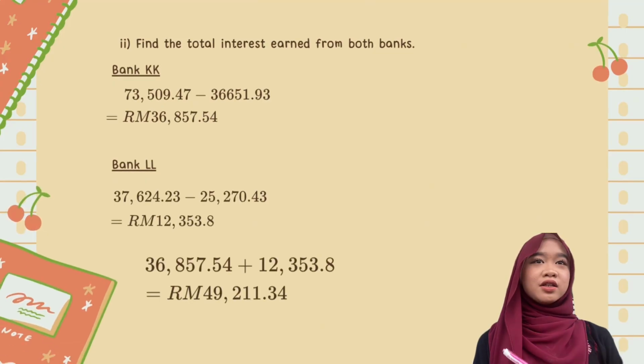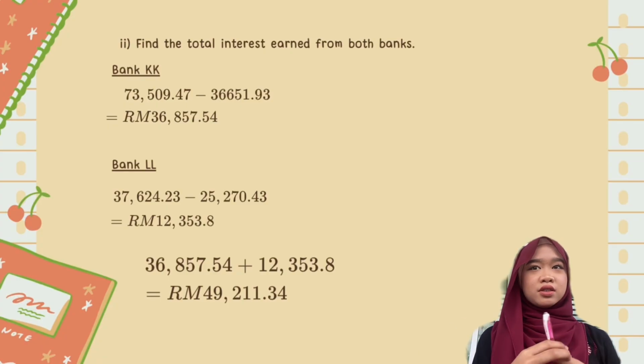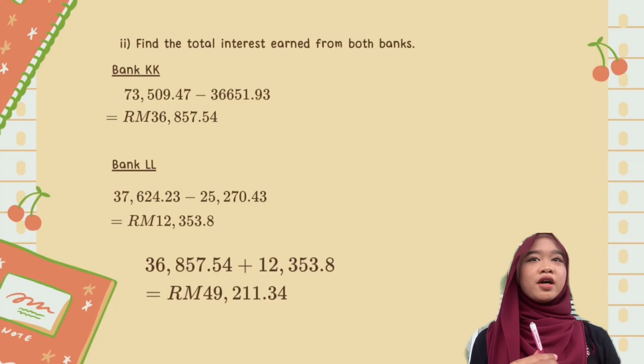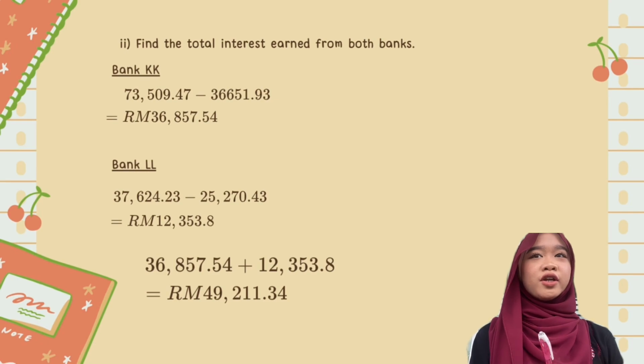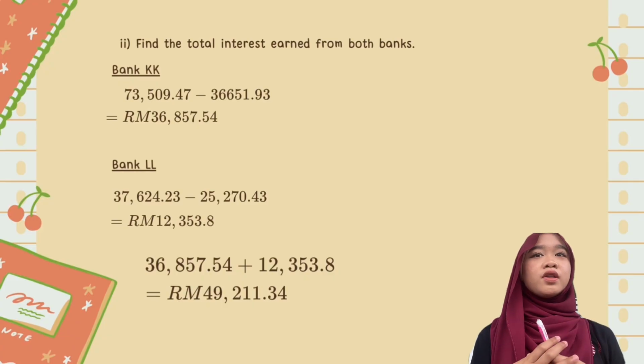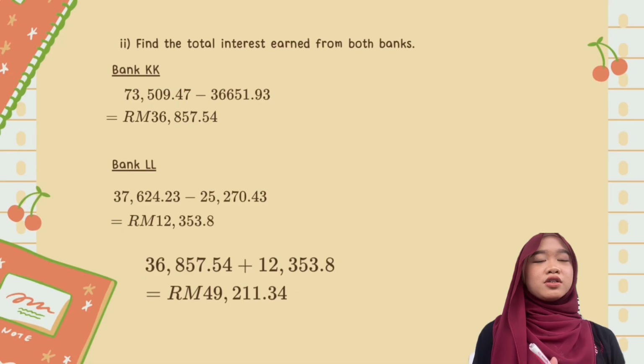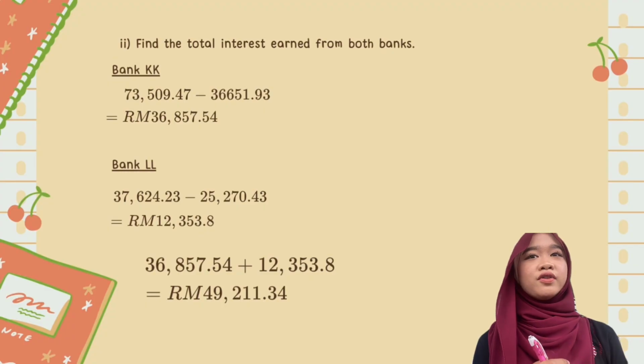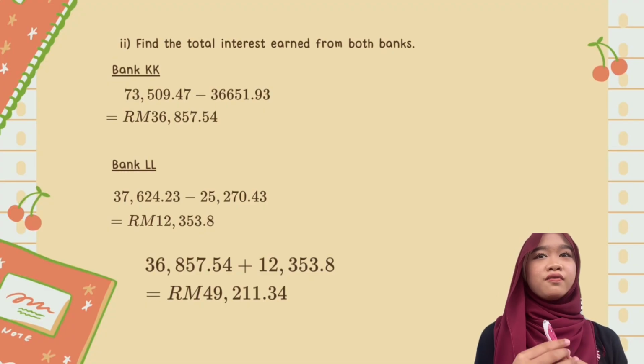Next is to find the total interest earned from both banks. For Bank KK, 73,509 ringgit and 47 cents minus 36,651 ringgit and 93 cents. So the final amount is 36,857 ringgit and 54 cents.